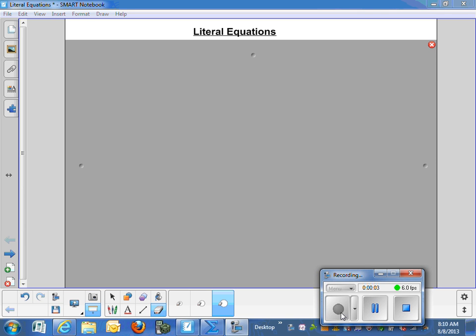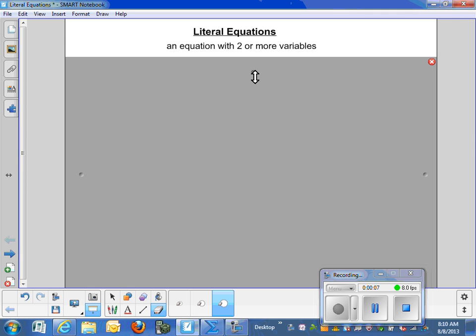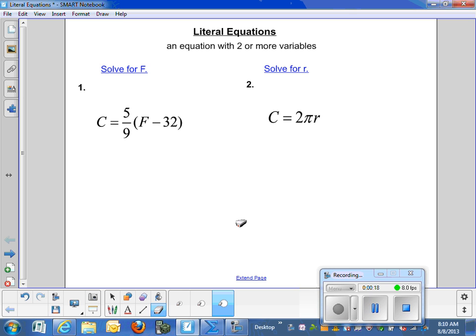This lesson is on literal equations. A literal equation is an equation with two or more variables. So a literal equation, think of as a formula. It has more than one variable, and when we are using a formula, sometimes we want to solve for a particular variable in that formula.